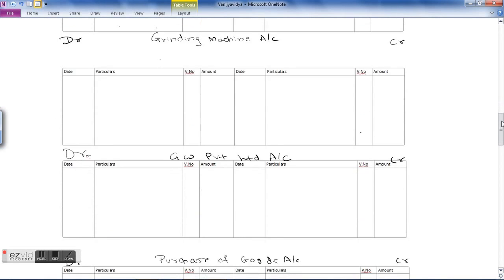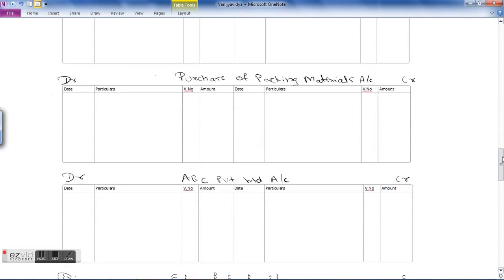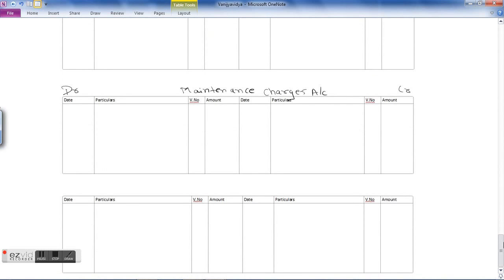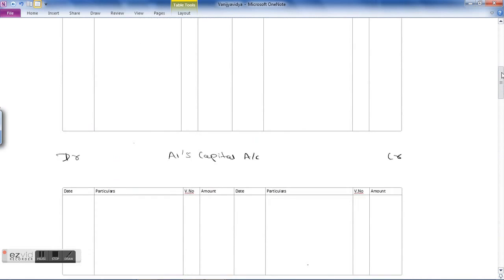You can see DR and CR I have written. DR is for debit and CR is for credit. It's a short form.